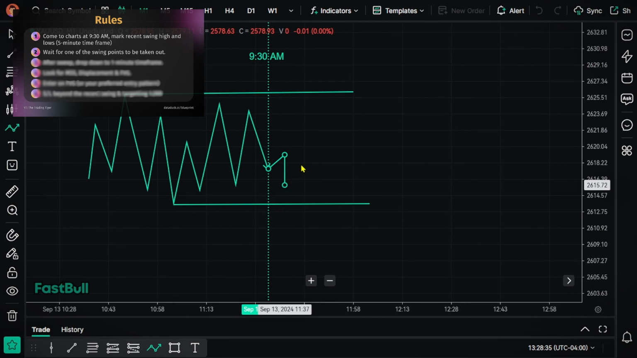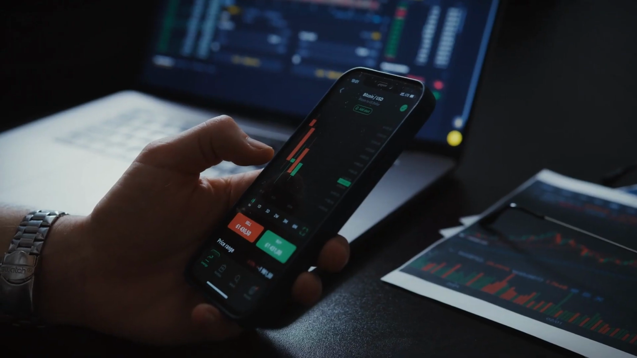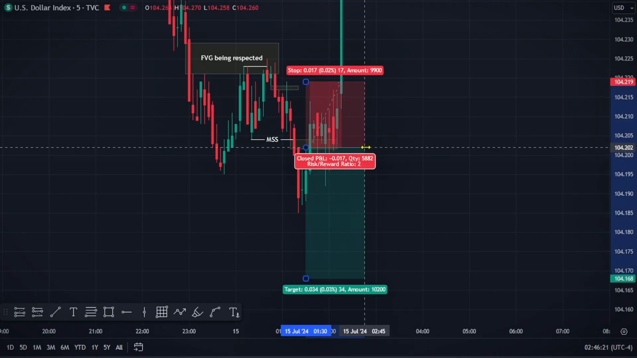Next, wait for either a swing high or swing low to be swept. Make sure the price rejects the level without closing with a candle body. This is crucial. If you enter blindly without this confirmation, you may get stopped out by being on the wrong side of the market.